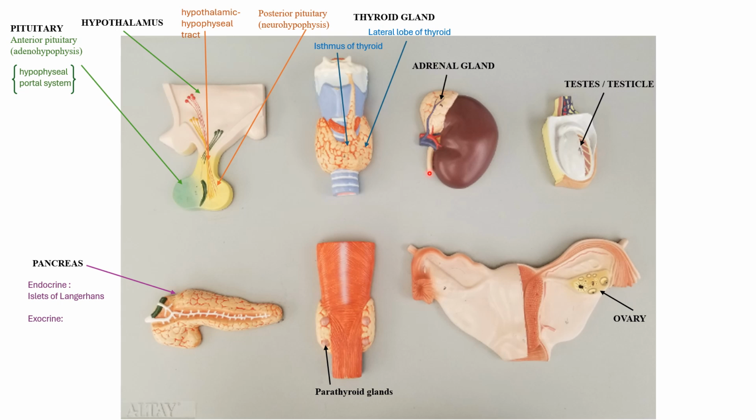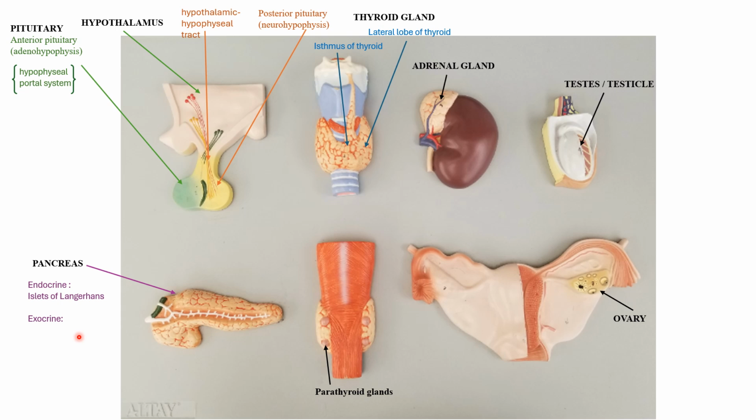And then in the abdomen, we have pancreas. Pancreas, it has exocrine portion and endocrine portion. The endocrine portion of the pancreas is known as islets of Langerhans. These are kind of islands scattered in the pancreatic tissue, and they contain the cells which make insulin and glucagon. There are two types of cells. Alpha cells make glucagon, beta cells make insulin.